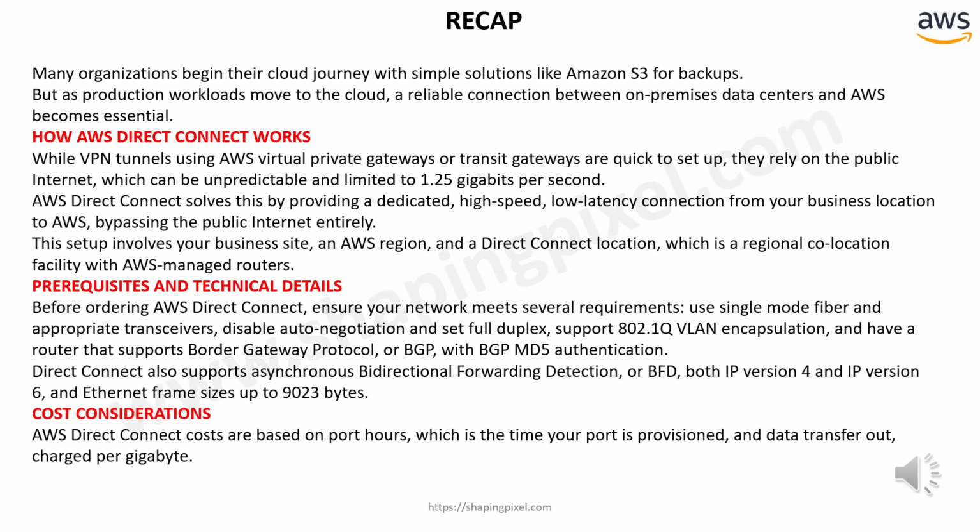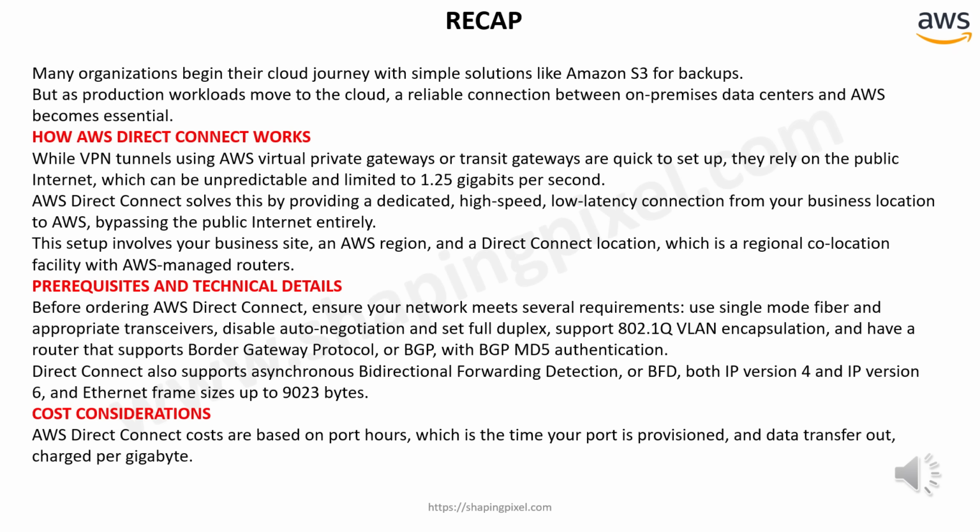While VPN tunnels using AWS virtual private gateways or transit gateways are quick to set up, they rely on the public internet, which can be unpredictable and limited to 1.25 gigabits per second. AWS Direct Connect solves this by providing a dedicated, high-speed, low-latency connection from your business location to AWS, bypassing the public internet entirely. This setup involves your business site, an AWS region, and a Direct Connect location, which is a regional colocation facility with AWS-managed routers.